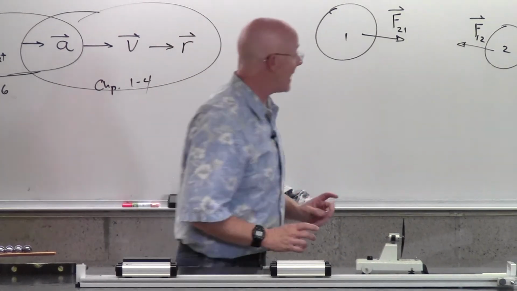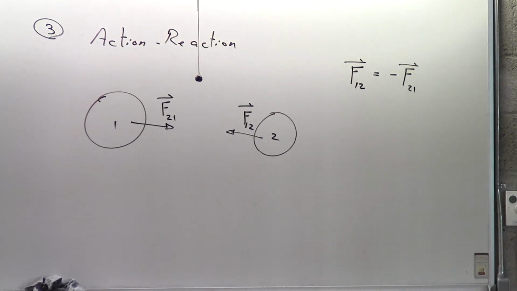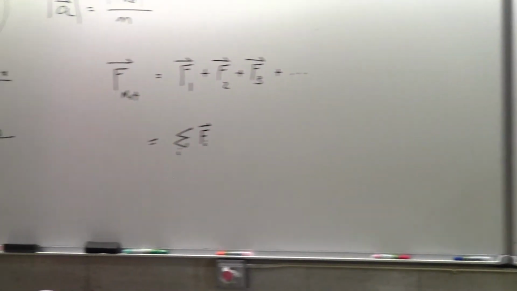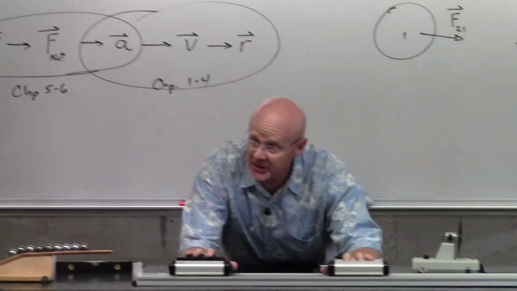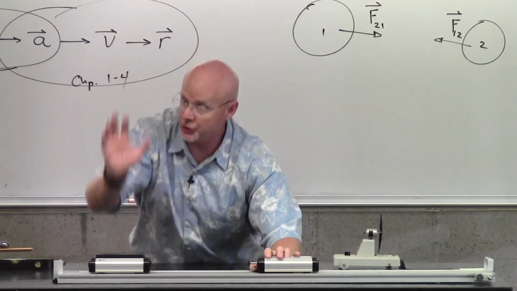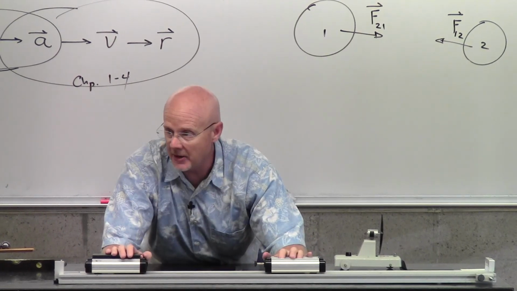So the third law is actually a pretty easy one that students often get confused with the second one, because what is different is the acceleration, not the force. It doesn't matter how big the object is. It doesn't matter how fast they are moving. If 1 puts a force on 2, then 2 puts a force on 1. They are the same. They are equal.